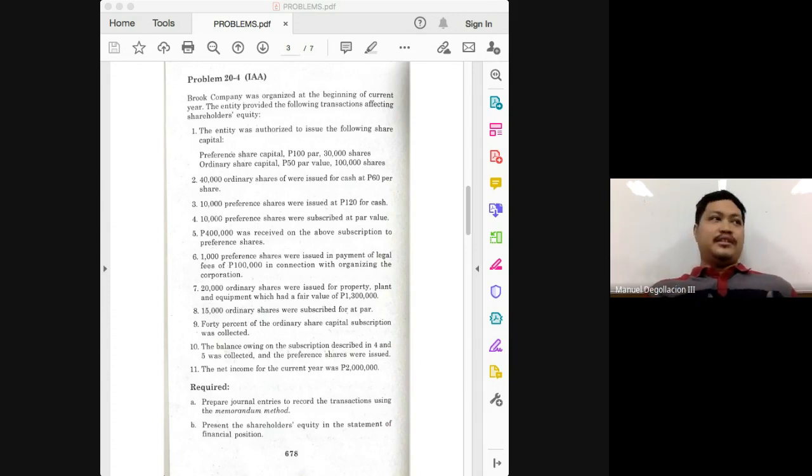2 million. How much is the extra? 400,000. And these 400,000 will go to your share premium. Okay. Alternative way of arriving at 400,000: just compute the extra, just get the extra per share.